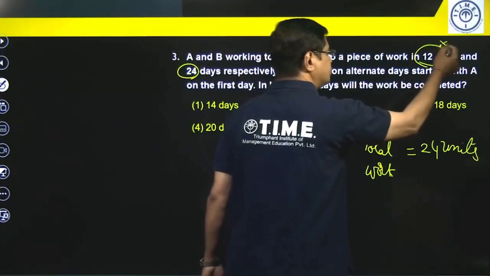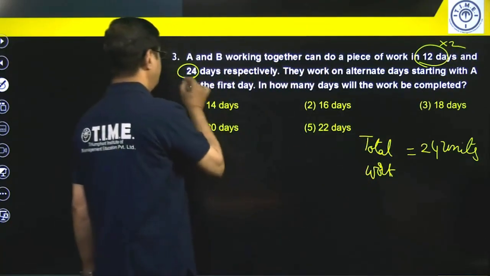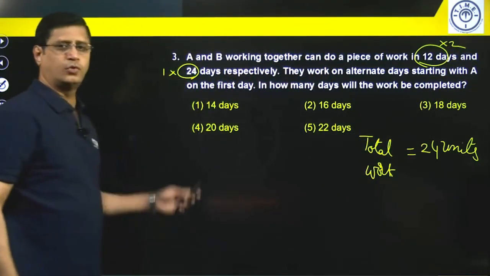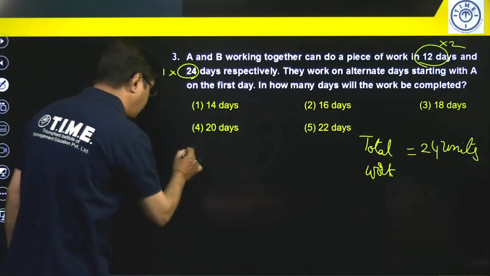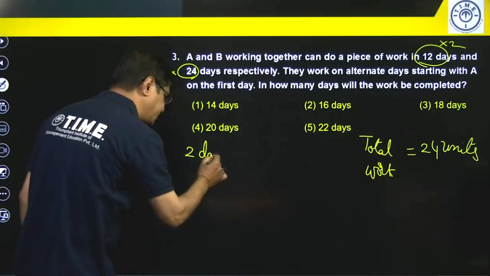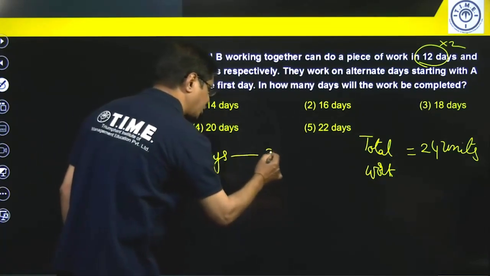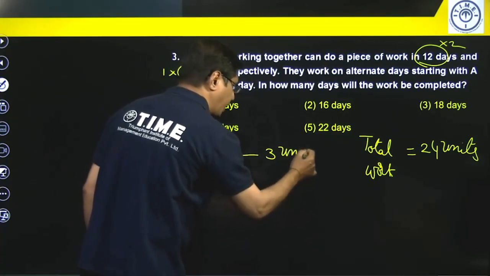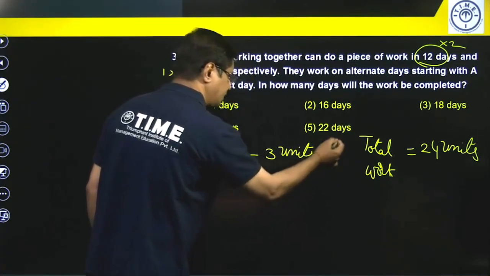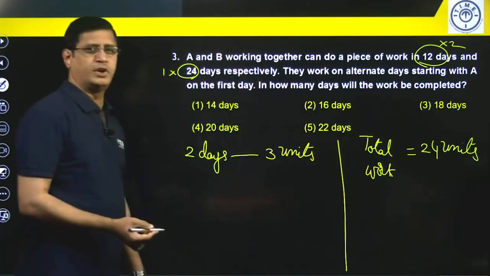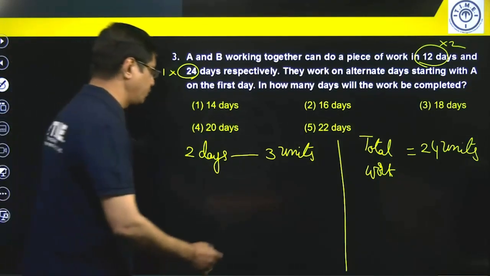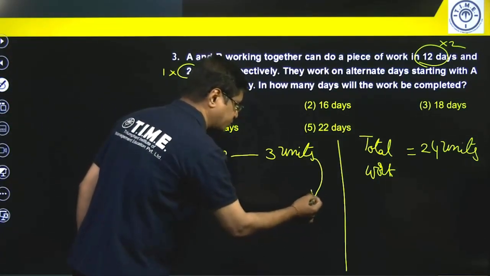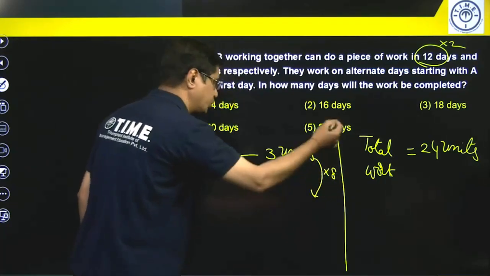12 into how much is equal to 24? 2 times. Here, 1 time. So B can do 1 unit, A can do 2 units. Now 1 day plus 1 day, that is 2 days. In 2 days, they will finish how many units of work? 3 units. Now what is the total number of units? 24. How many times of 3 is equal to 24? That is 8 times. 8 times 3 is equal to 24.